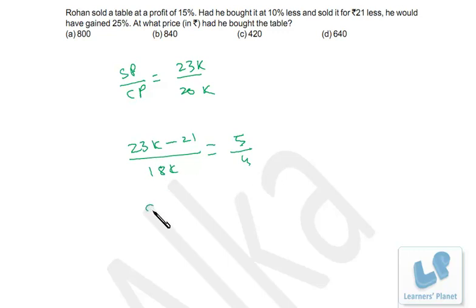Now simply solve it. 92K minus 84 is 90K. So 2K is 84, that means K is 42. So 20 into 42, that's 840, the cost price, right? Even by the routine method, you can solve the problem in seconds. Okay, I hope you are clear.